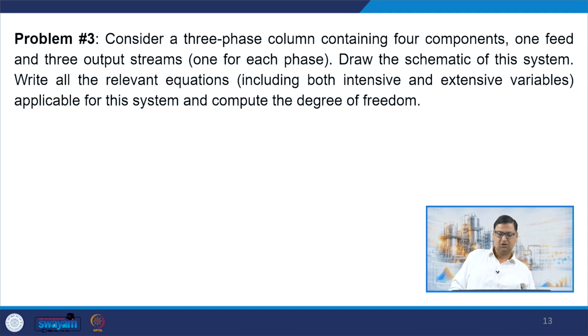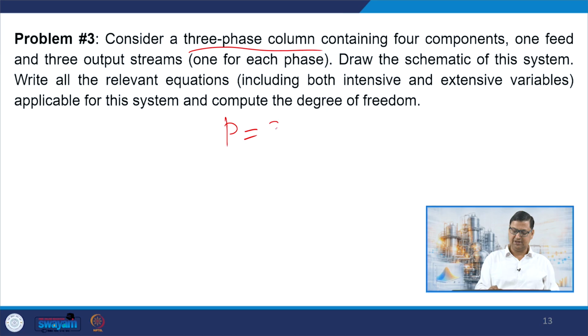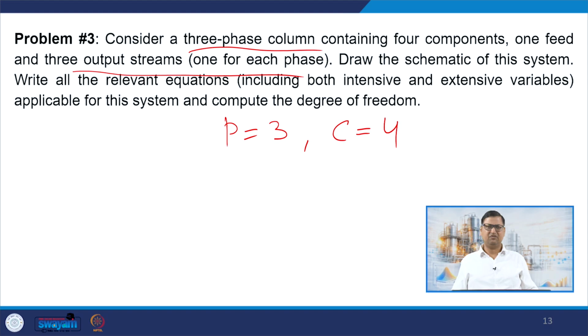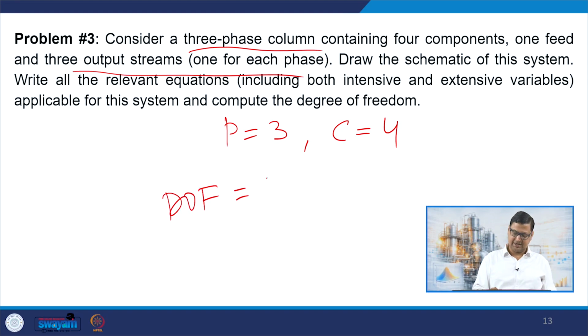And we can also do it for other cases. In this case, we have a 3-phase column. So, P is equal to 3 and C is equal to 4, right? And we have 3 output streams, 1 for each phase. Again, we can draw the system in pretty much a similar kind of way. And again, we can find the degree of freedom as something like 4 minus 3 plus 2. That will give me something like 3.